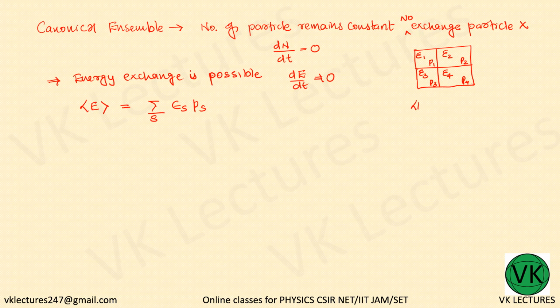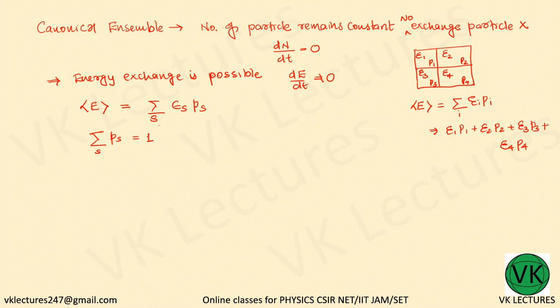Then the expectation value of the energy E is the sum over i, which represents the state, of E_i P_i, the same thing we have written, and this is equal to E1 P1 plus E2 P2 plus E3 P3 plus E4 P4. So this gives the average value of the energy. Similarly, the total probability is equal to 1, the sum over S of P_S equals 1. So these are the two ideas regarding the canonical ensemble.